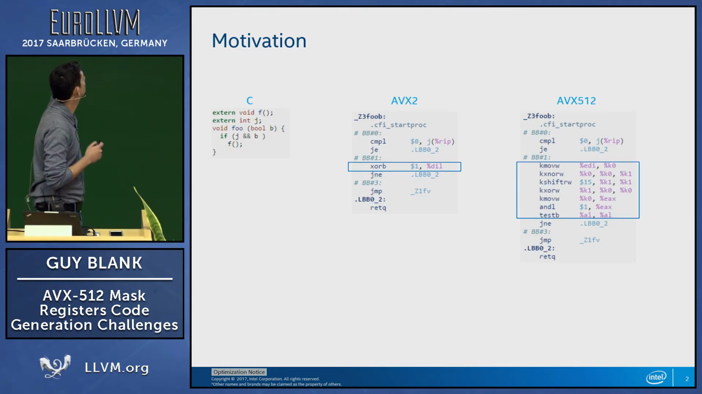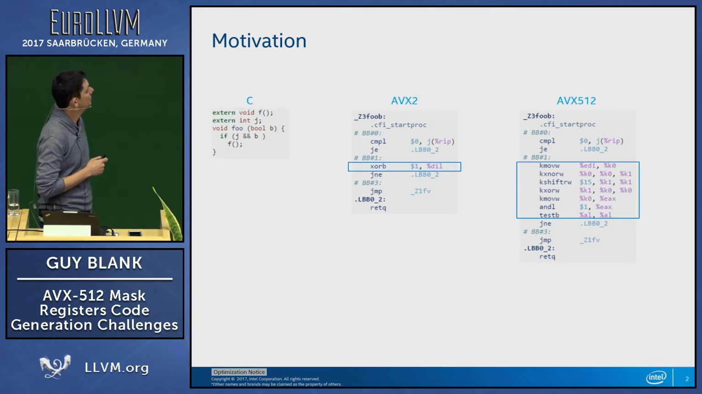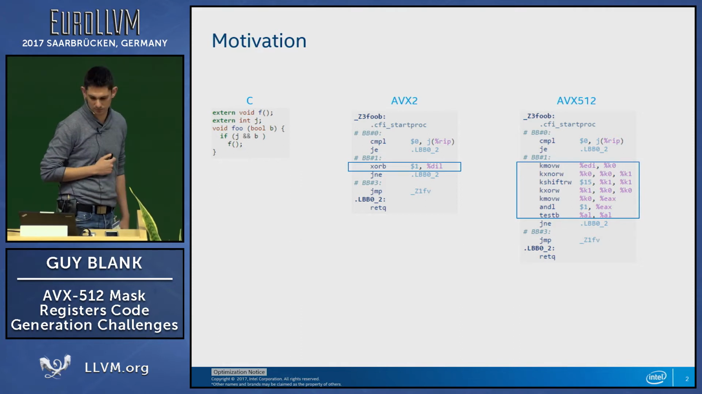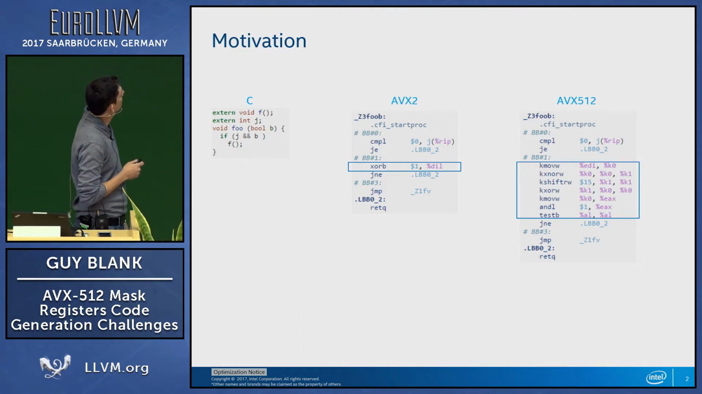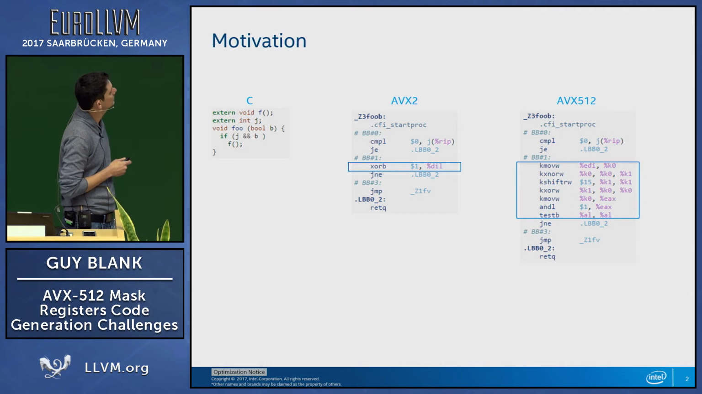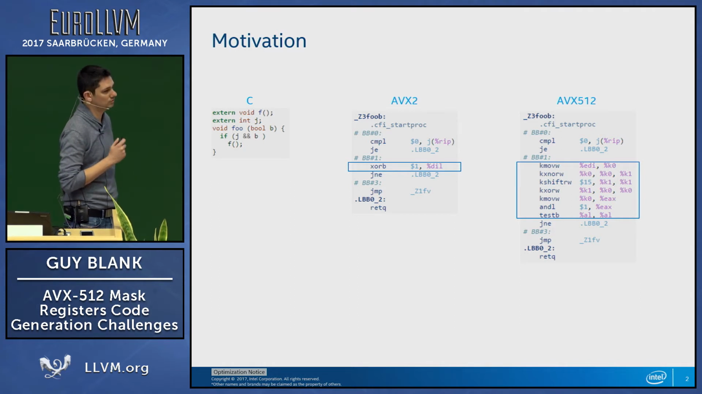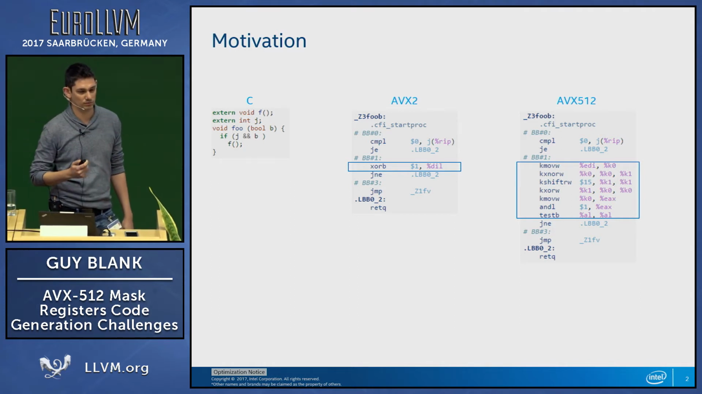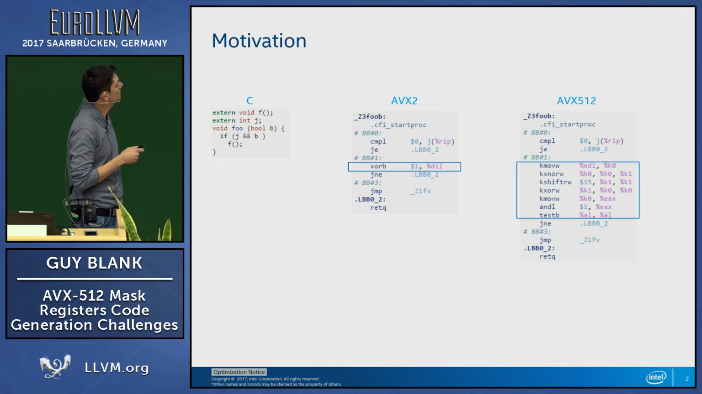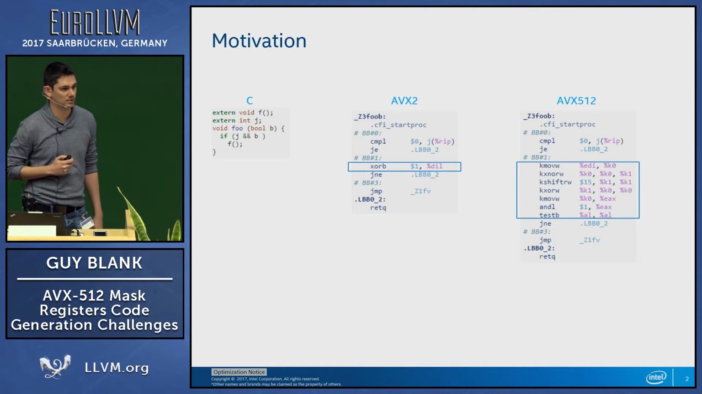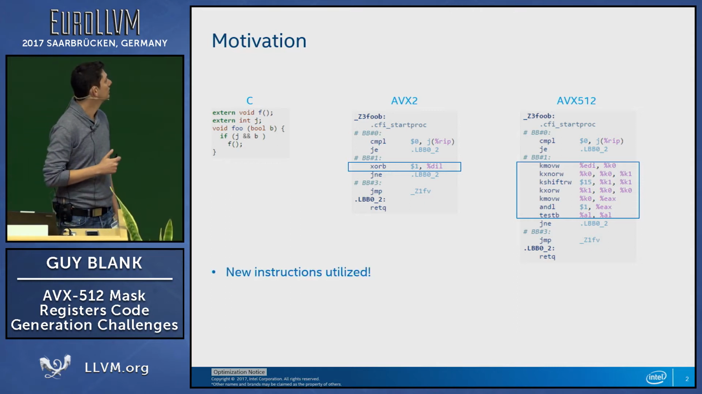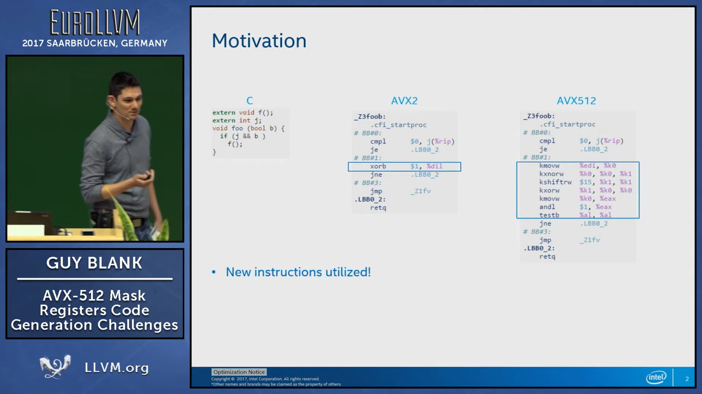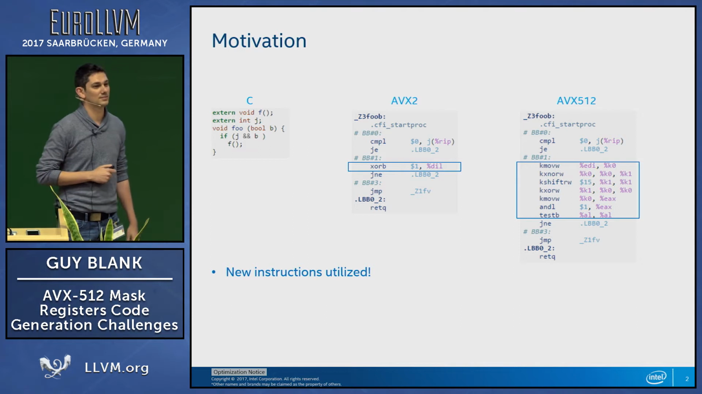Looking at the following C code and the equivalent AVX2 and AVX512 code, we can see that the single XOR is matching to a bunch of instructions in AVX512. If you notice, these instructions are prefixed with K. These are new instructions using mask registers. So this is great, right? We're using new instructions. This must be good.